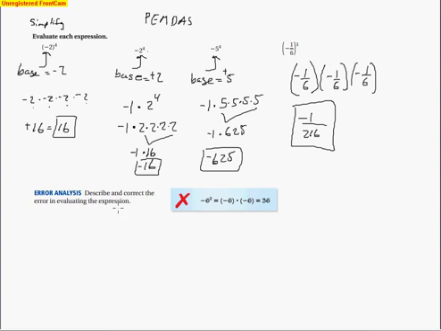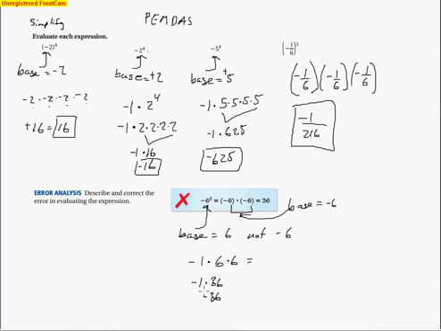Over here it says describe the error. And so you see how on this one, again, the base is 6, not negative 6. And so here they're saying, well, the base is negative 6. Over here they're showing that the base equals negative 6. And so what they should have done is they should have had it as negative 1 times 6 times 6. So that would end up being a negative 1 times 36 to make a negative 36.